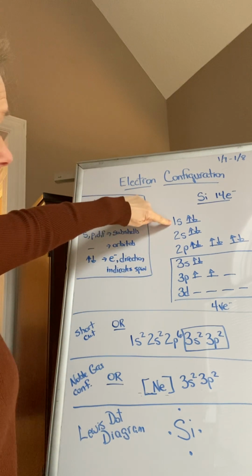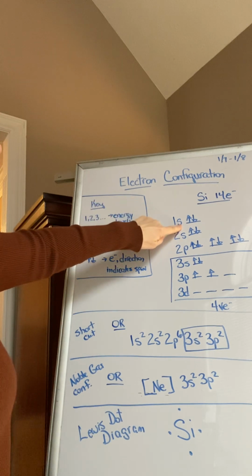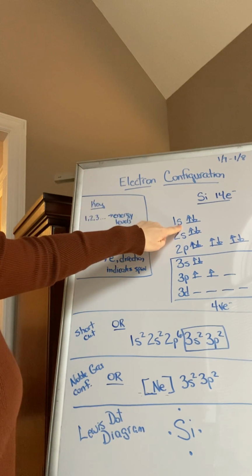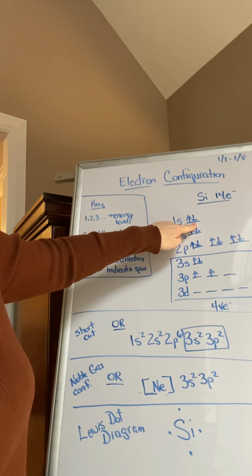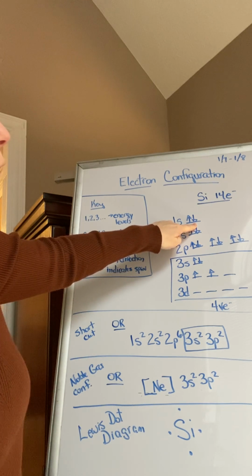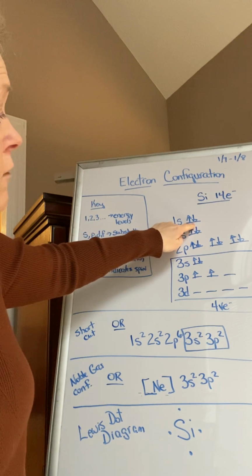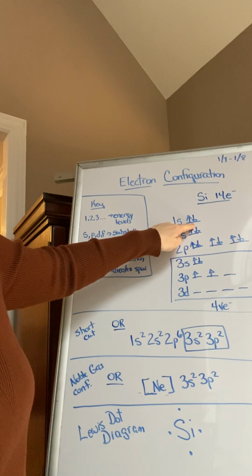We'll start in energy level 1. Energy level 1 has an S subshell, which has 1 orbital. Okay, and that can hold 2 electrons. So we'll fill up the first 2 electrons there. Energy level 1 is now full.